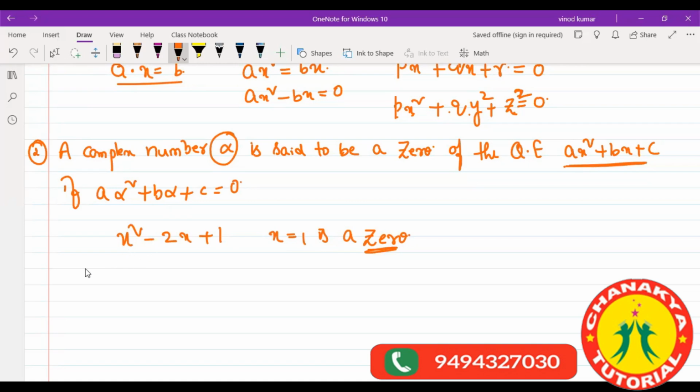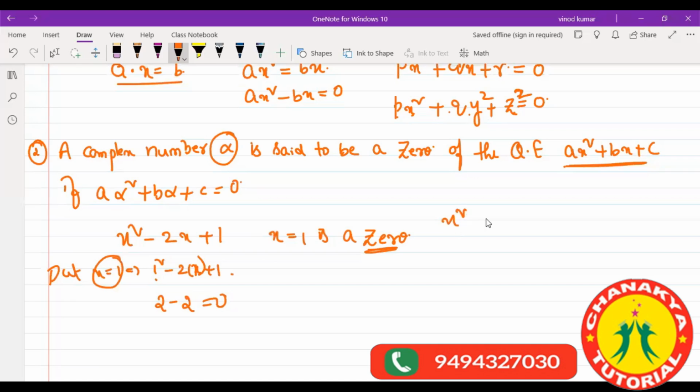We put in place of x is 0, 1. Put x equals 1: 1 squared minus 2x plus 1. So 1 plus 1 is 2, 2 minus 2 should be 0. So x equals 1 is a zero.